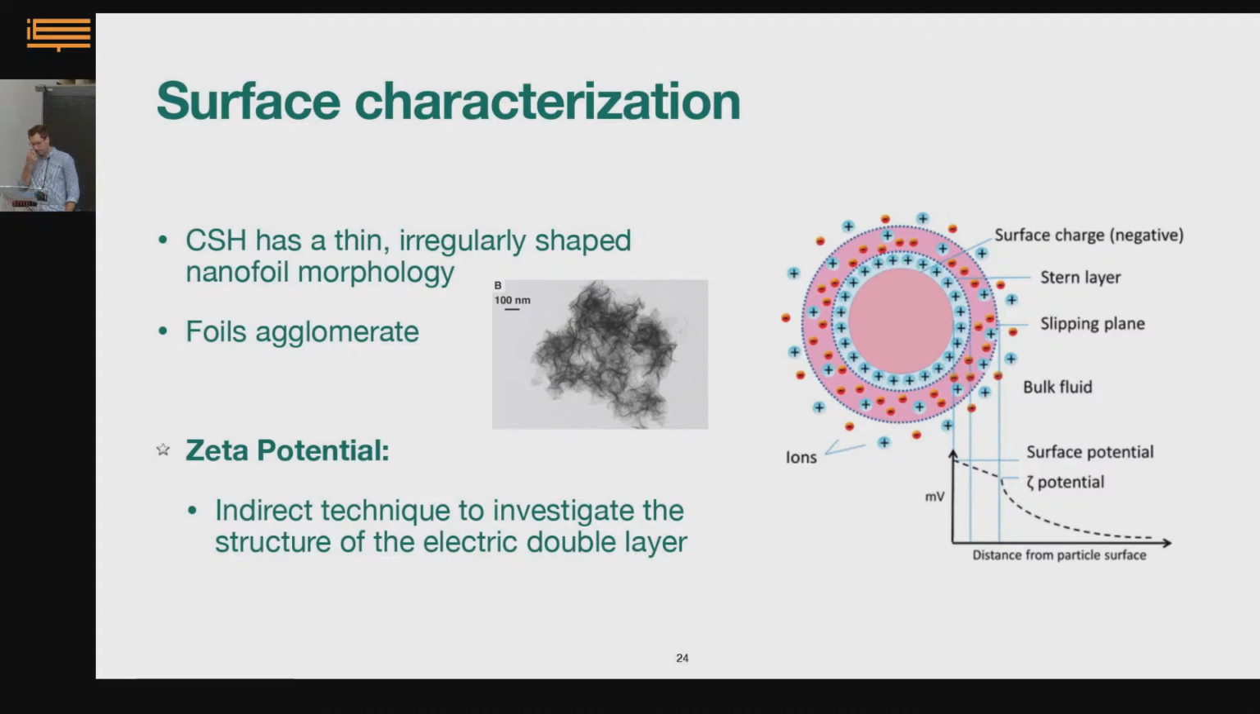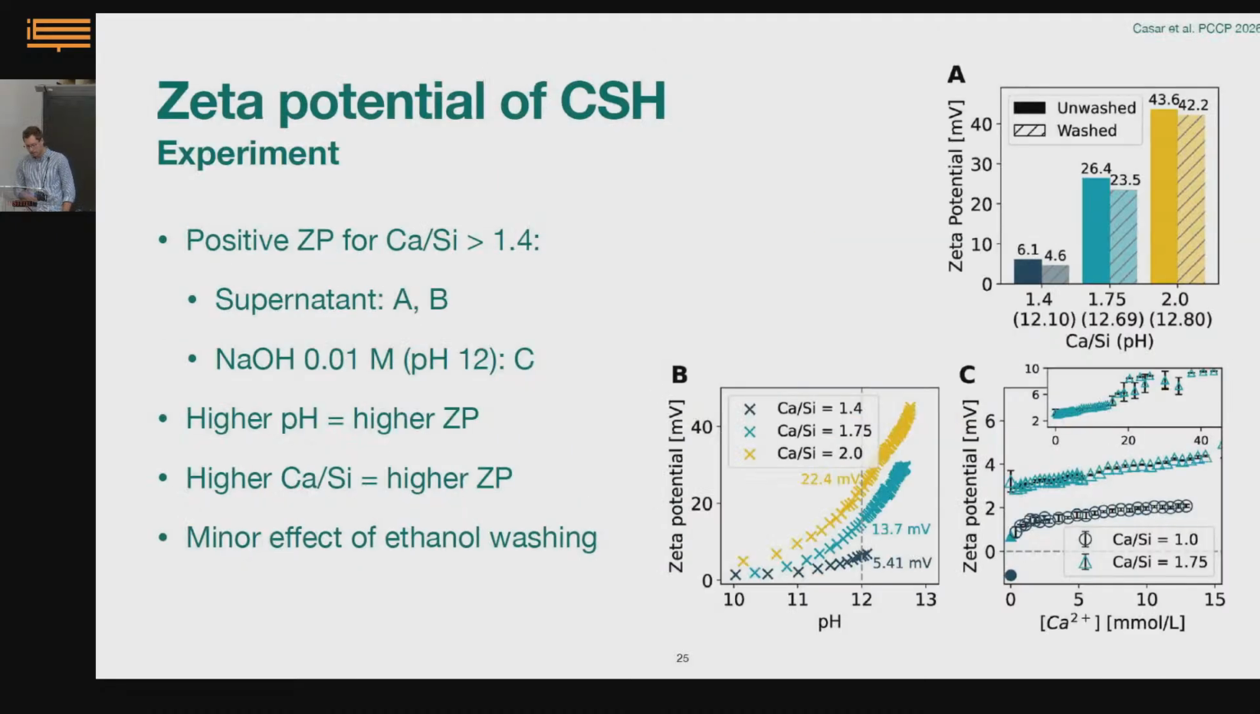So we were like, okay, then let's do zeta potentials. And zeta potential, as you know, is an indirect technique to investigate the structure of the electric double layer. So basically, somewhere far away from the particle, you measure a potential, which is a consequence of what's going on at the surface in the solution conditions.